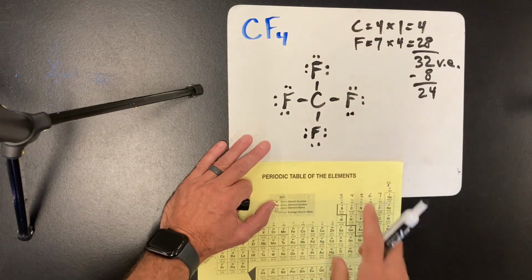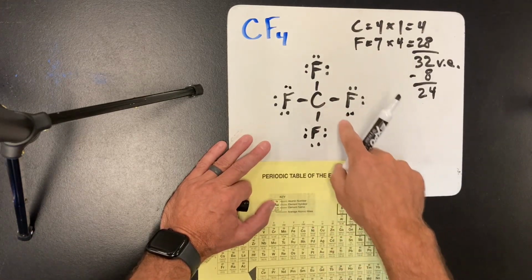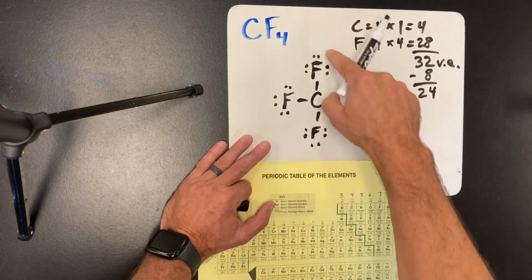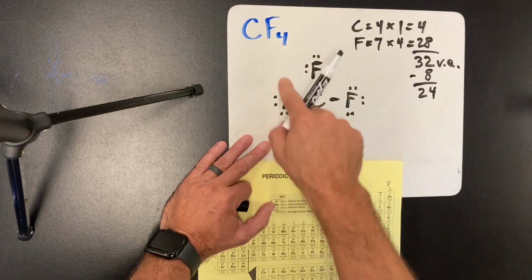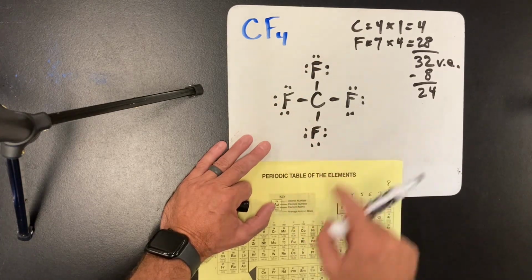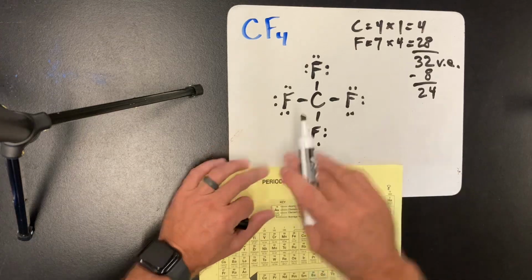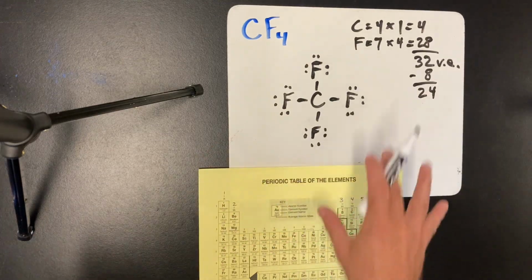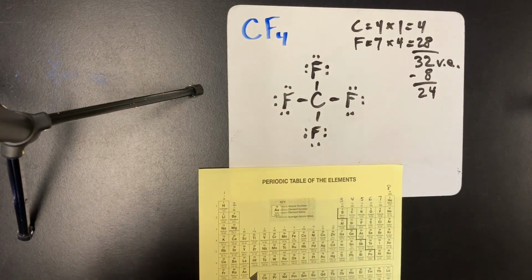All right, if we check, notice that we've got 8 around each atom: 2, 4, 6, 8, for each of the four fluorines. All of our atoms are happy. So that's our finished molecule for CF4.